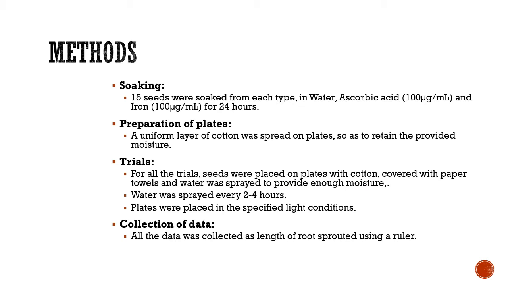Methods for soaking: 15 seeds from each type were soaked in water and ascorbic acid for 24 hours. For plating, styrofoam plates were used on which a uniform layer of cotton was spread to entrap the moisture. The seeds were placed over the cotton and then they were covered with a towel, and water was sprayed on the towel so that the moisture can be retained for the seeds to sprout.